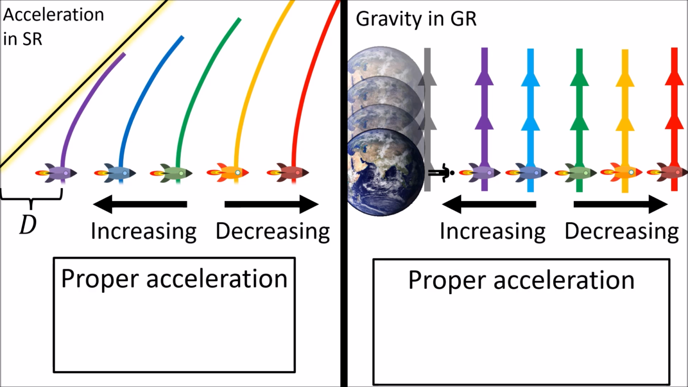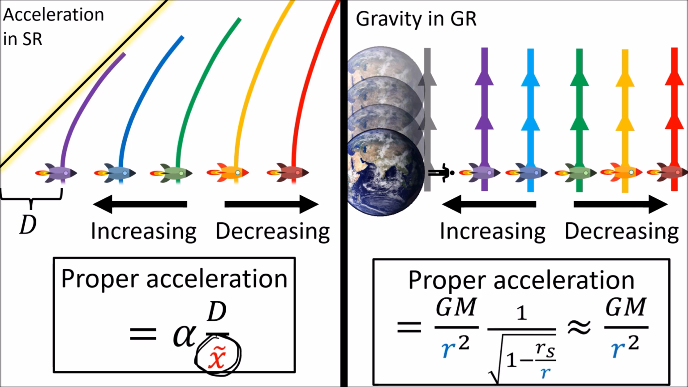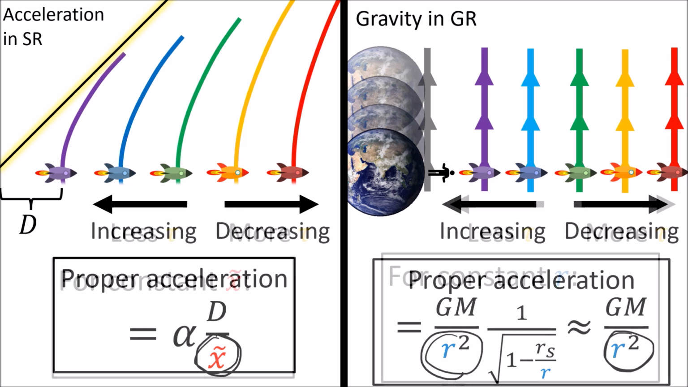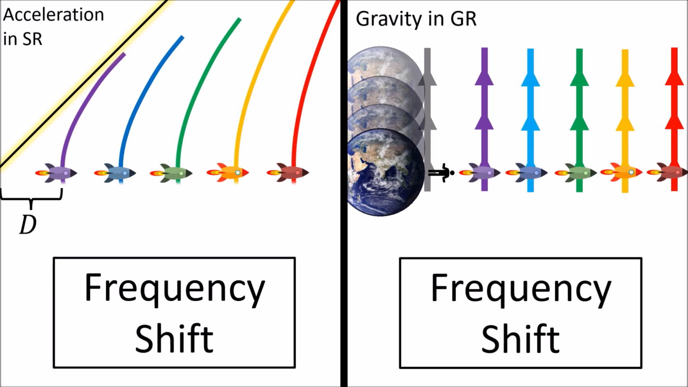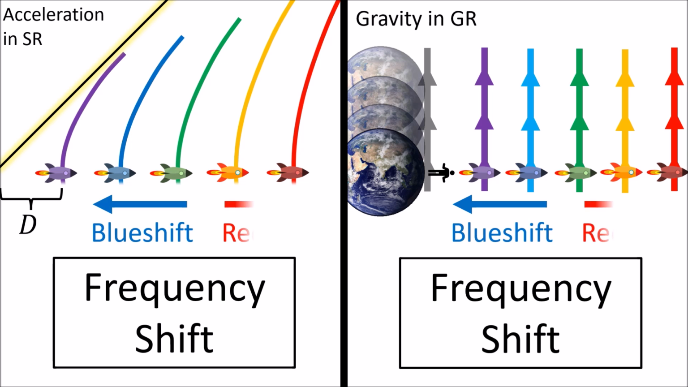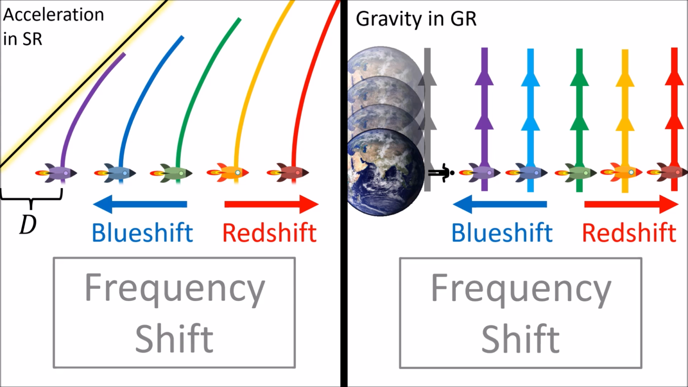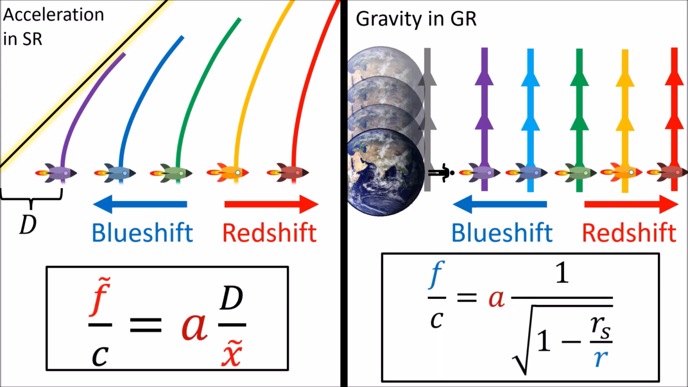The ships in deep space have a proper acceleration formula that changes with 1 over position, and the ships above the planet have a proper acceleration formula that changes with 1 over position squared. They also have different time dilation formulas. Going back to frequency shift, the frequency shift effect in both cases is similar, with a beam of light being blue shifted according to observers on the left, and the same beam of light being more red shifted according to observers on the right. However, the formulas for frequency shift are not equivalent. Again, one falls off with 1 over position, and the other changes with this square root formula.